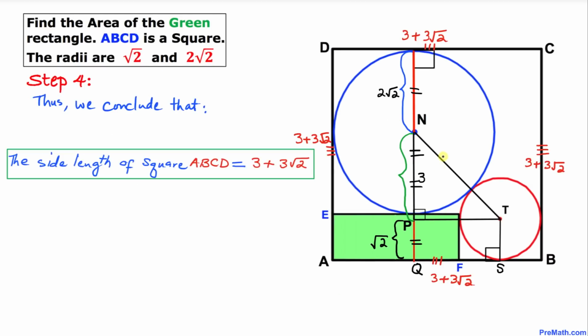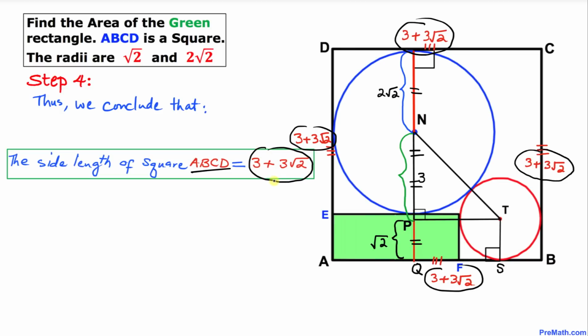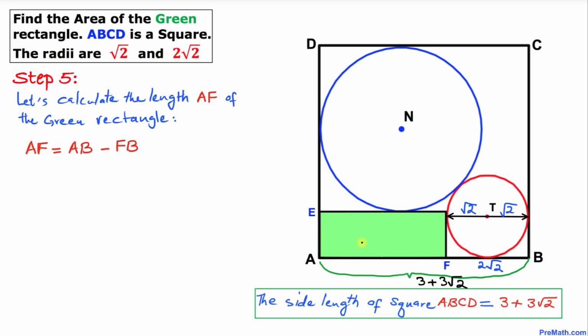And now since this ABCD is a square and all sides have equal lengths, if this side BC has a length 3 plus 3 times square root of 2, that means all these sides are going to have the equal length. All right, just keep that in your mind. Thus we conclude that the side length of this square ABCD turns out to be 3 plus 3 times square root of 2.